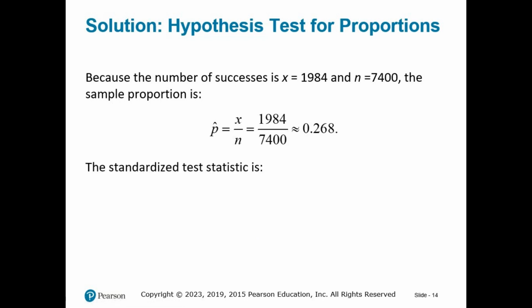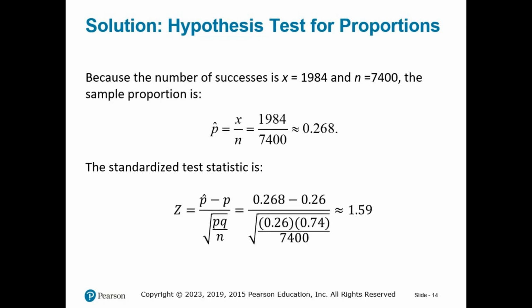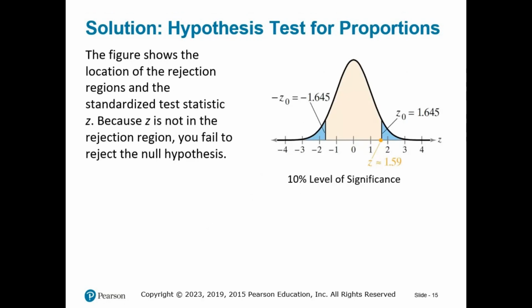Now we can plug in the numbers to get our standardized test statistic. Pause the video and do that now. You should have gotten about 1.59. The only thing left to do is see if our standardized test statistic is in the rejection region or not. The figure shows the shaded rejection regions on both sides and where the standardized test statistic z lies. It is just before the positive critical value, so outside the rejection region. That means we fail to reject the null hypothesis.